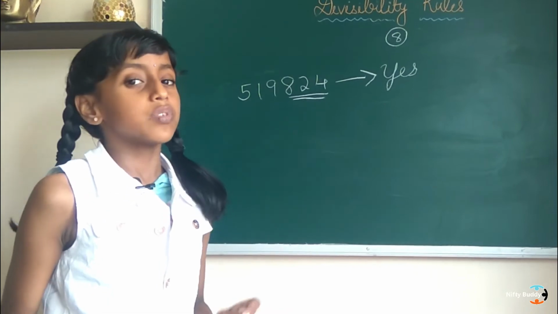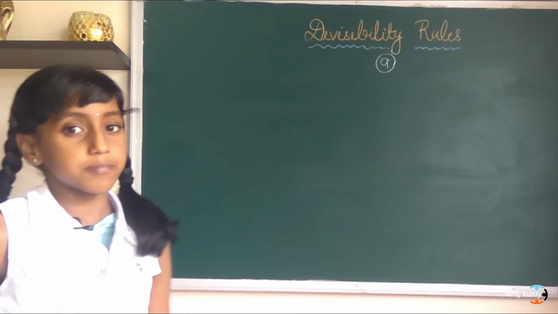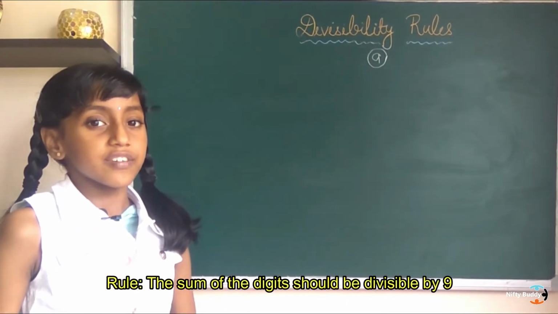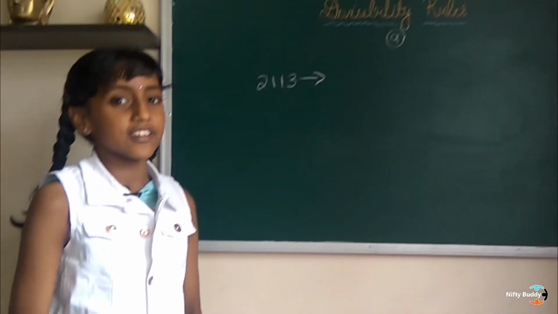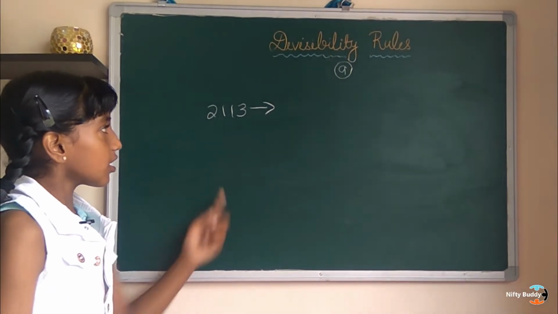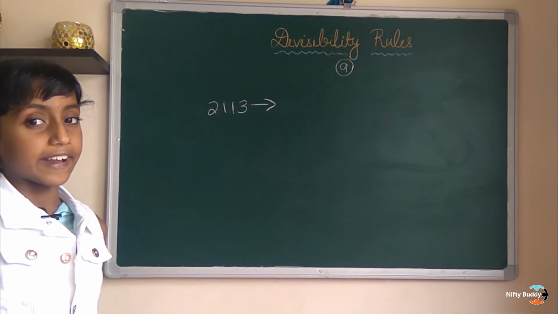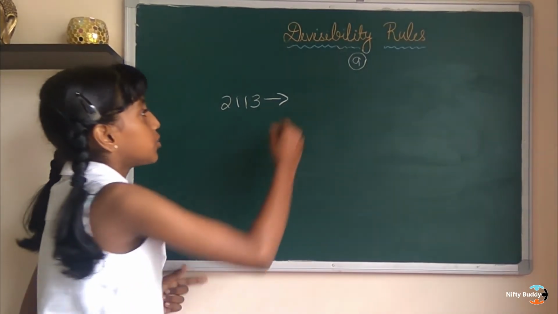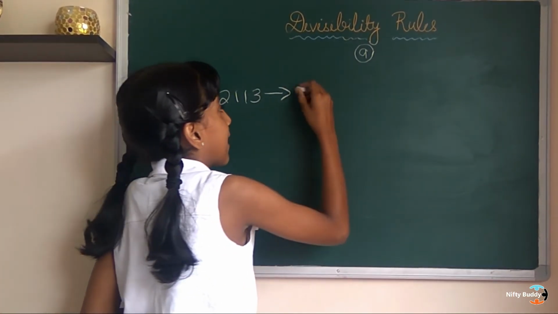Now let's move on to the next number, which is 9. The divisibility rule of 9 is similar to the divisibility rule of 3. If the sum of all the digits is a multiple of 9, then it is divisible by 9. Let's add all the digits and find whether it is a multiple of 9 or not. 2 plus 1 plus 1 plus 3 equals 7. 7 does not come in 9 tables. So it is not a multiple of 9. So the number 2113 is not divisible by 9.